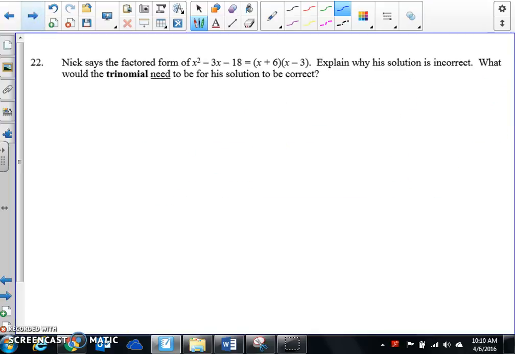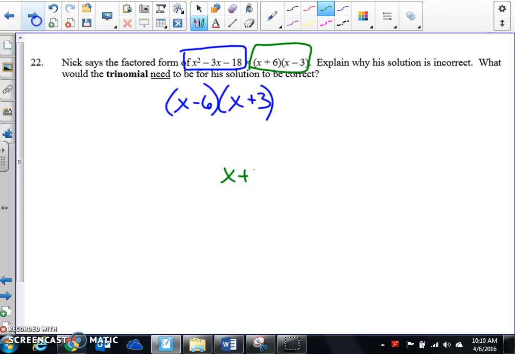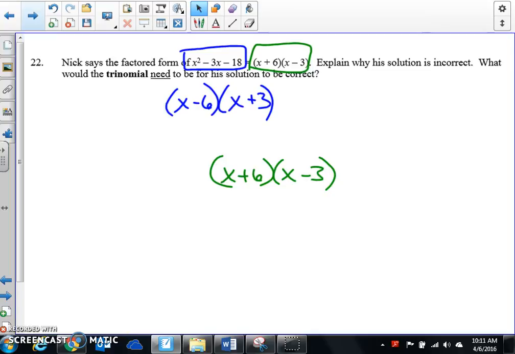Nick says the factored form of that is that. Explain why a solution is incorrect. What would the trinomial need to be? Ultimately, you could actually factor this out and see that your answer should be x minus 6, x plus 3. Or you could just take what he got, which is x plus 6, x minus 3, and you could FOIL it out. Because remember, FOILing is the opposite of factoring.